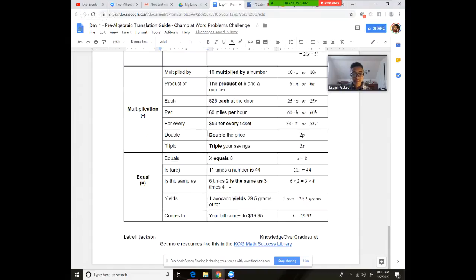"Is the same as" is a little bit different. 6 times 2 is the same as 3 times 4. What's 6 times 2? 12, right? What's 3 times 4? Also 12. So we can write it in the algebraic translation section as 6 times 2 equals 3 times 4. All we're doing is taking our words and translating them to math language. That's how you express math language.